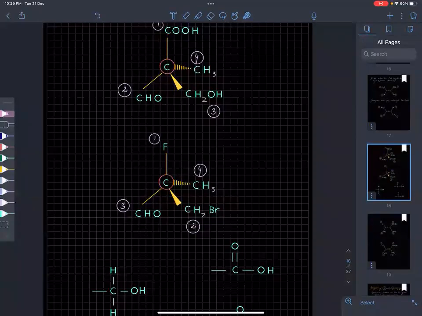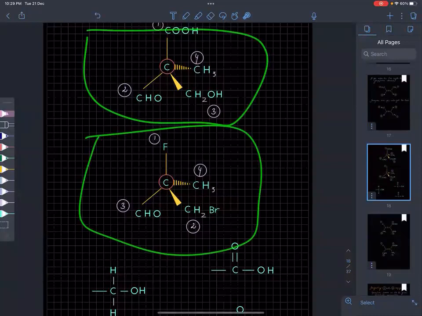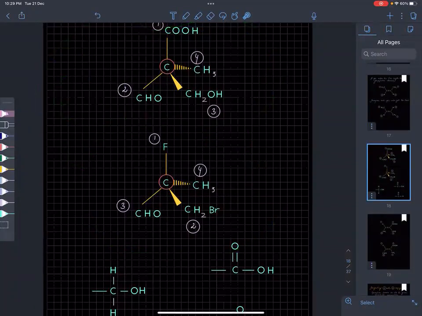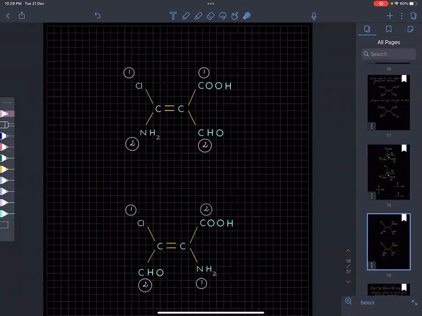Clear? And we'll come back to this carbon because when we study optical isomerism, it is a very big topic. So there we will see R and S configuration. But now we are studying geometrical isomerism. Let us come back to geometrical isomerism.